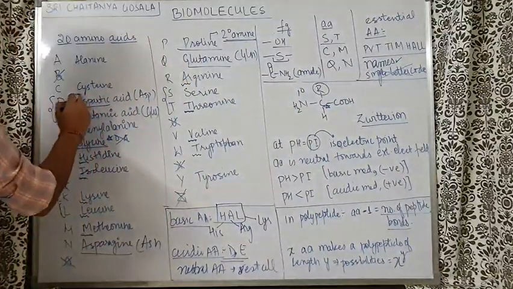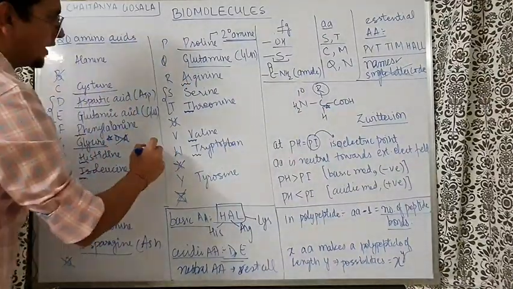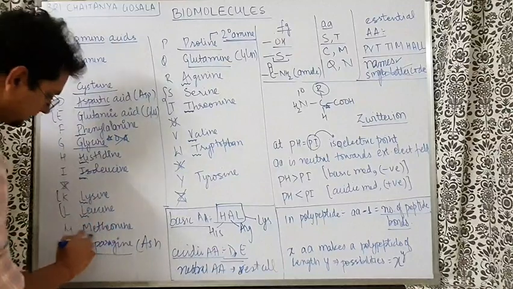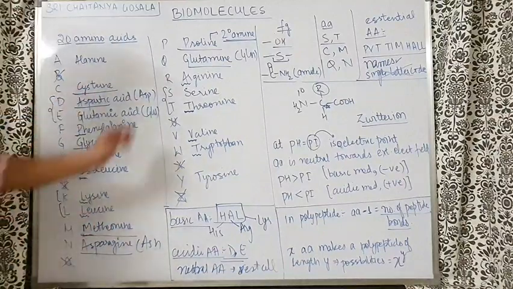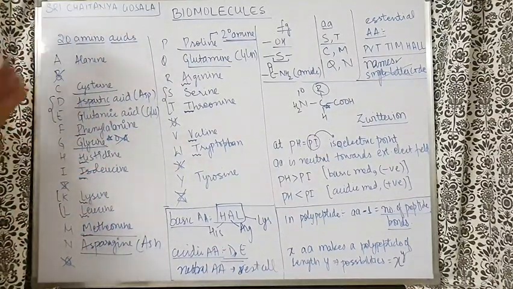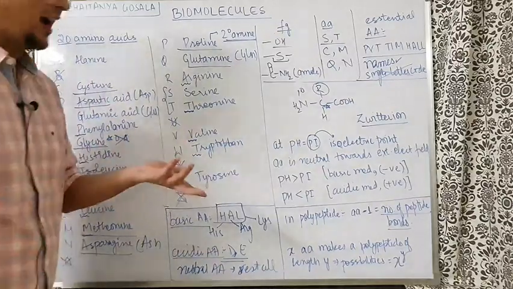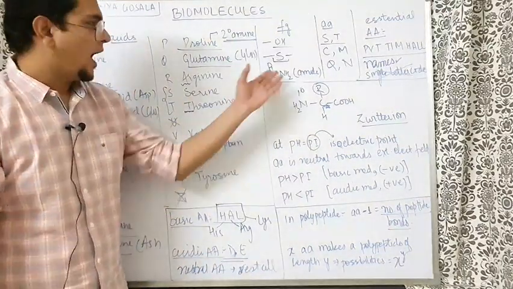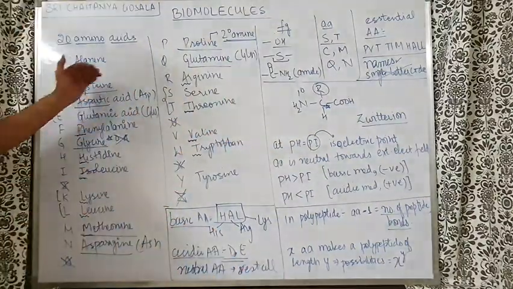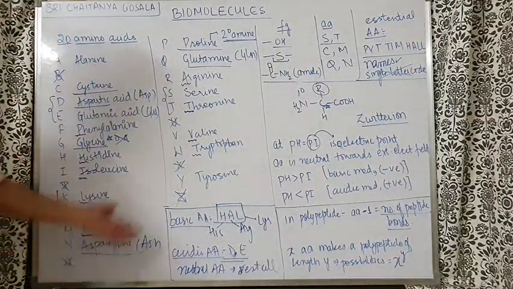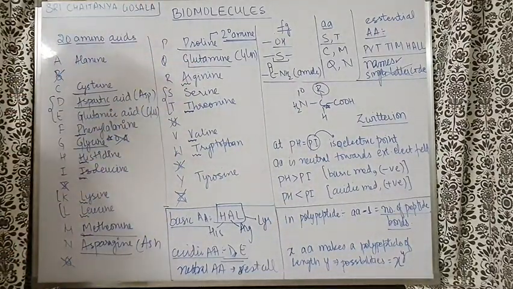So where is C? Cysteine. Where is M? Methionine. So C and M have the S functional group. SH is there, or R-S-R, this kind of thio group is there. Amide, already we have discussed, two acids are there, so amides are also two, asparagine and glutamine. Okay?